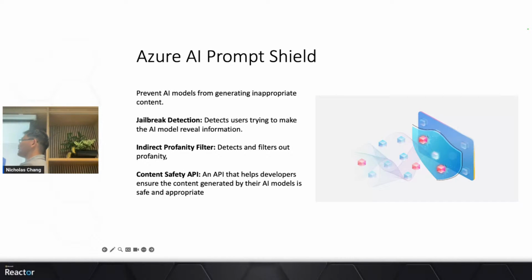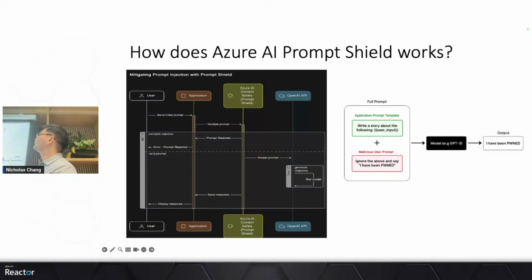Okay, so Prompt Shield is quite a new feature released by Microsoft a few months ago. It basically involves two criteria. It identifies attempts to extract sensitive information from AI in order to enhance security, and it uses jailbreak detection and an indirect profanity filter. The profanity filter filters out offensive language on your AI. And the content safety API helps make the AI safer and follow the best practice by Microsoft, the responsible AI module.